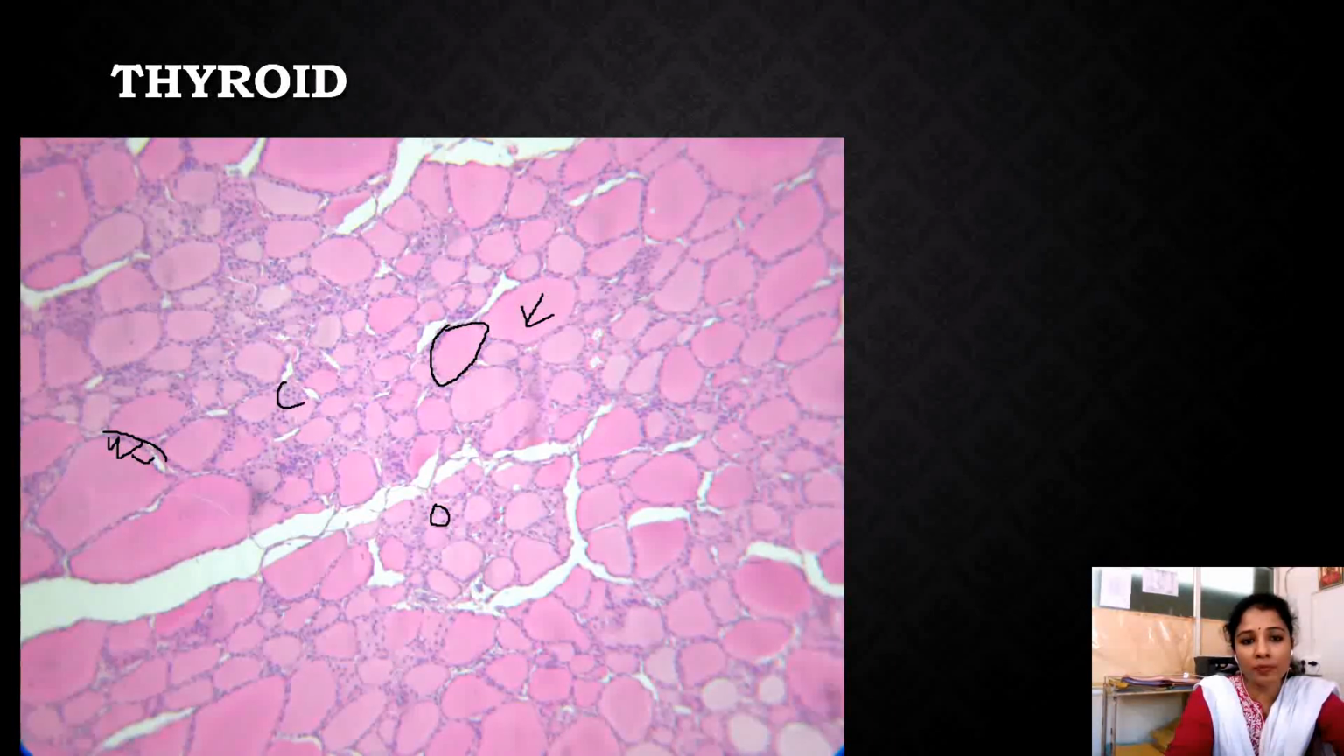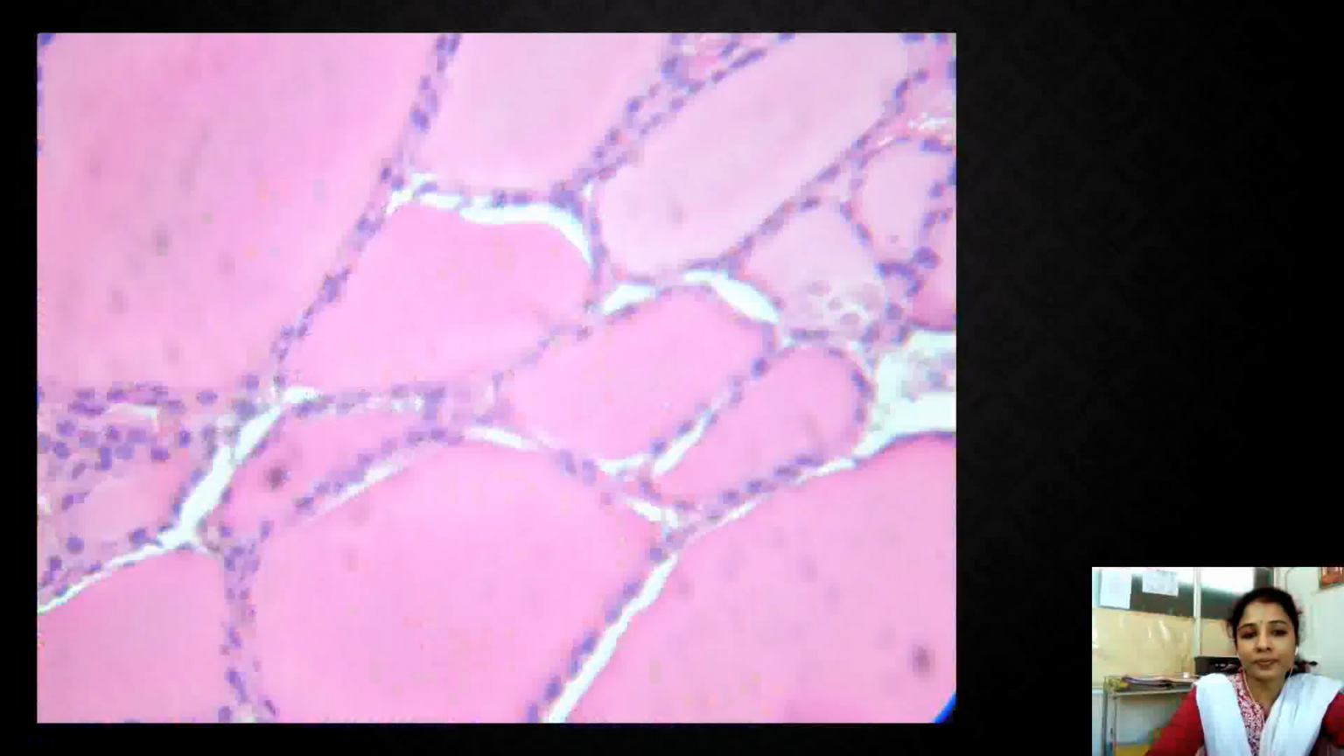They are called as parafollicular cells. Para means on either side. So the cells present on either side of the follicle are called as parafollicular cells. Parafollicular cells secrete calcitonin, which is involved in calcium metabolism, whereas the thyroid follicle cells which are lining the thyroid follicle secrete T3, T4 thyroxine hormones.